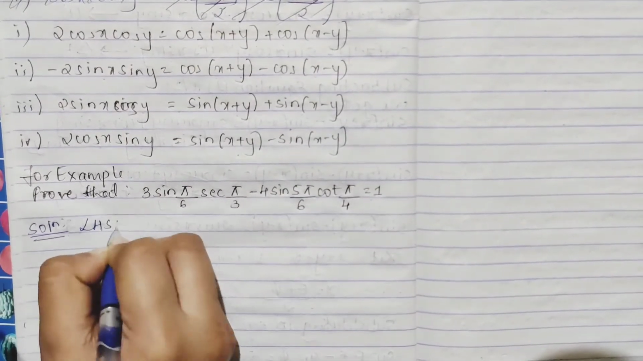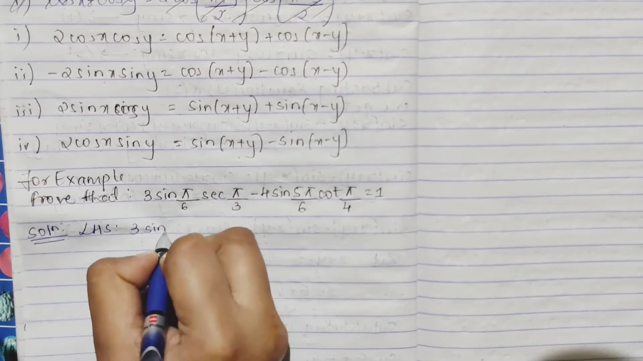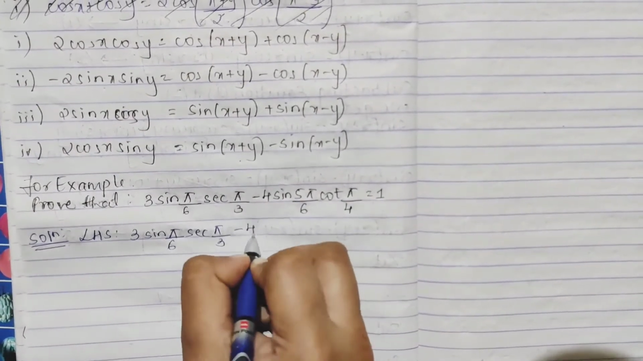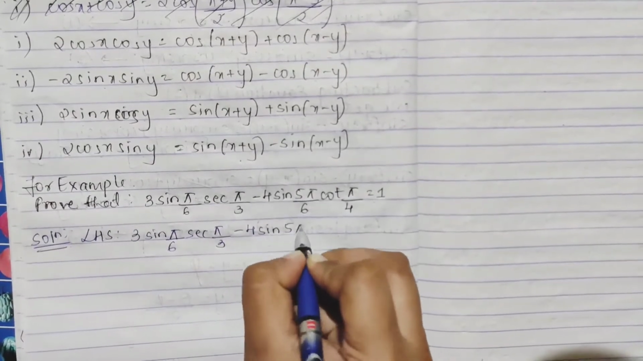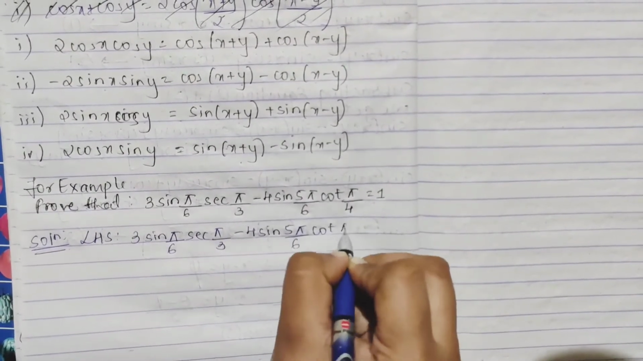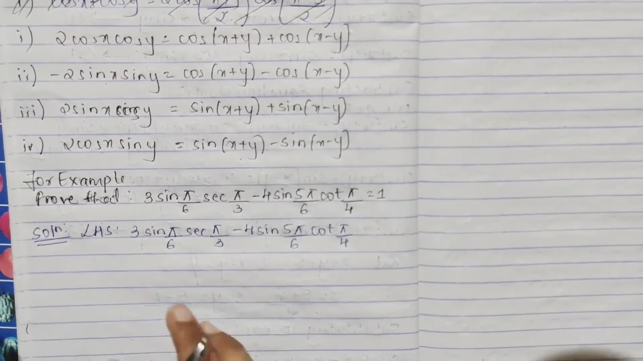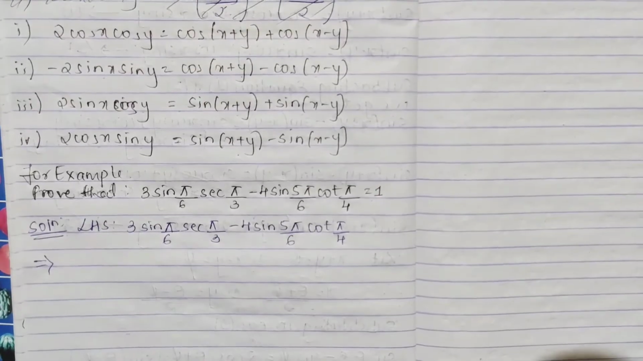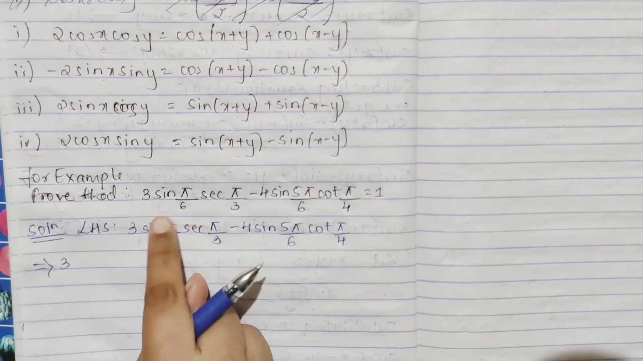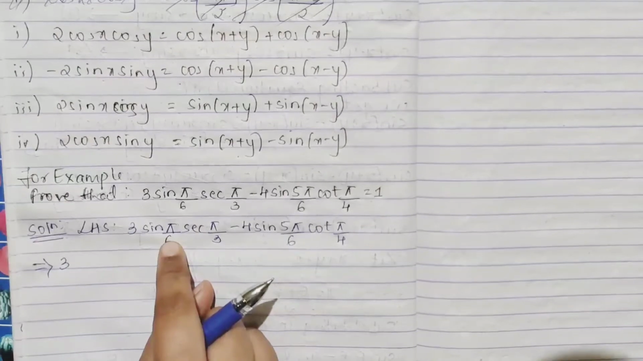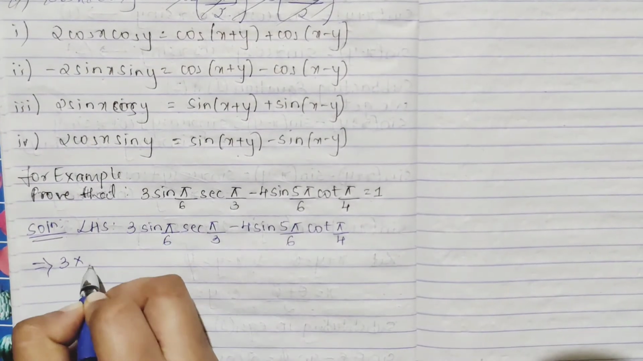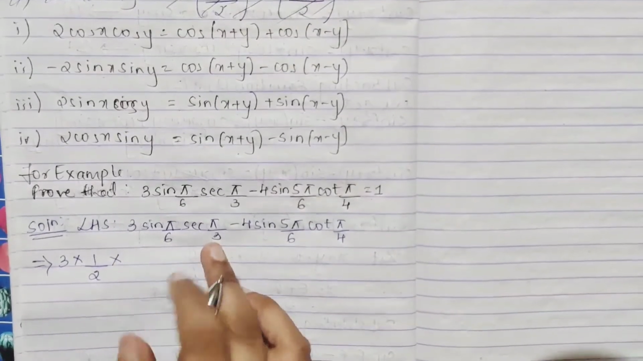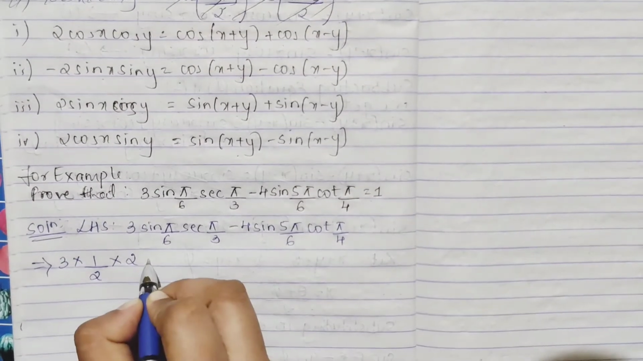So I'll write here LHS, and what the question is: 3 sin pi by 6 into sec pi by 3 minus 4 sin 5 pi by 6 cot pi by 4, right? Now we have to just substitute our values. This table, please learn by heart, again and again I'm telling you. 3 sin pi by 6 means what? 30 degrees, right? So sin pi by 6 is how much? 1 by 2. Secant pi by 3 is 60 degrees, and that is 2 as per I know.